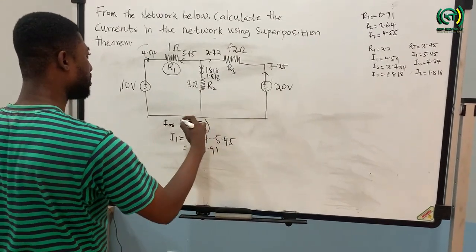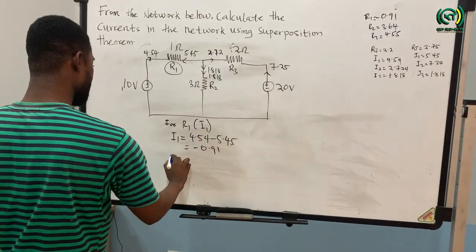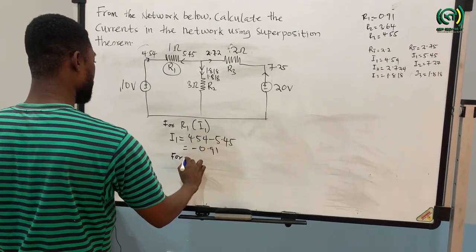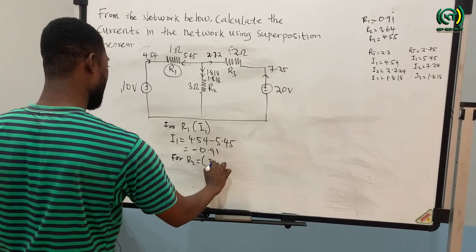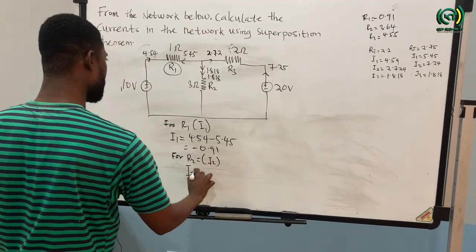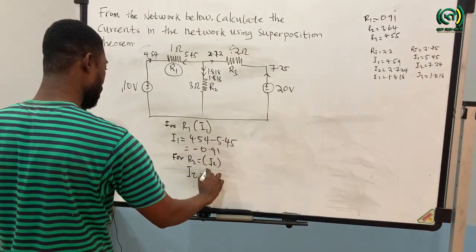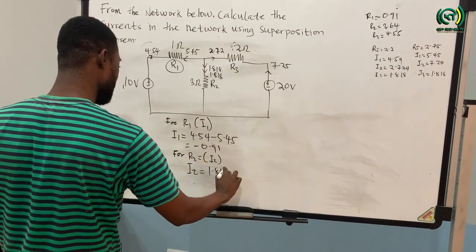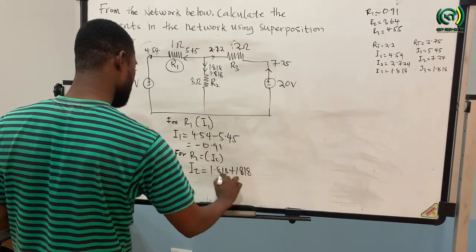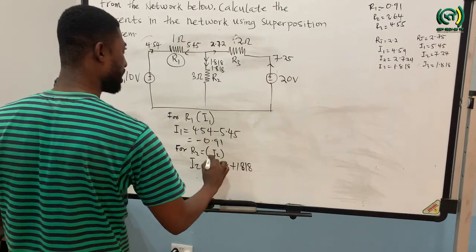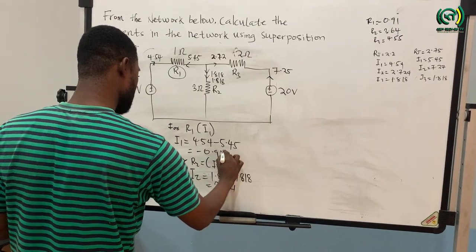Then the current flowing through resistor R2, let's say I2. I2 will be equal to the current flowing through resistor R2, and that is equal to 1.818 plus 1.818, and this is going to give us 3.64 amps.